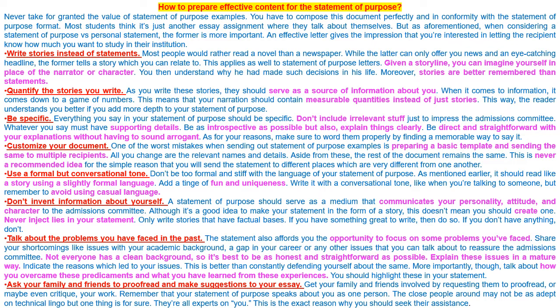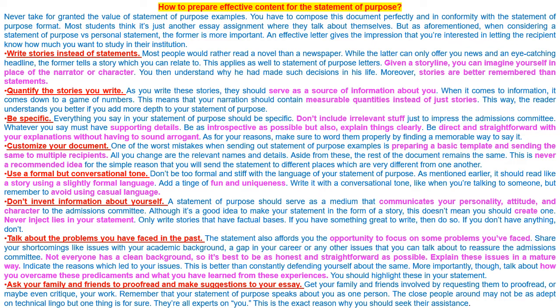Be specific. Everything you say in your statement of purpose should be specific. Don't include irrelevant stuff just to impress the admissions committee. Whatever you say must have supporting details. Be as introspective as possible, but also explain things clearly. Be direct and straightforward with your explanations without having to sound arrogant. As for your reasons, make sure to word them properly by finding a memorable way to say it.